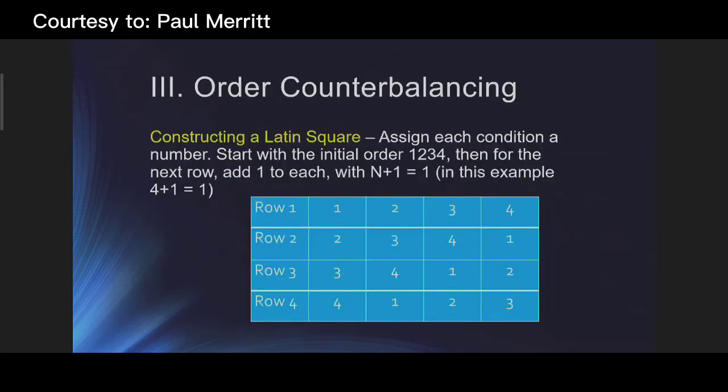So, here's how we construct a Latin square. The easiest thing to do is to think of this with numbers. We assign each condition a number. We start with the initial order 1, 2, 3, 4. Then we just add 1 to each, and whenever we get to n plus 1, where n is our number of conditions, that will equal 1. So when we get to 4 plus 1, that becomes a 1. So here we have 1 becomes 2, 2 becomes 3, 3 becomes 4, 4 becomes 1. You can see we then have an array in which this occurs in each row, and we end up with a number of 1s in each column.